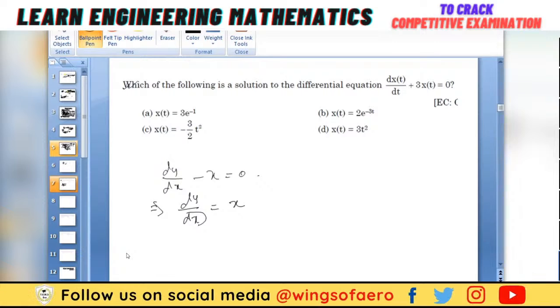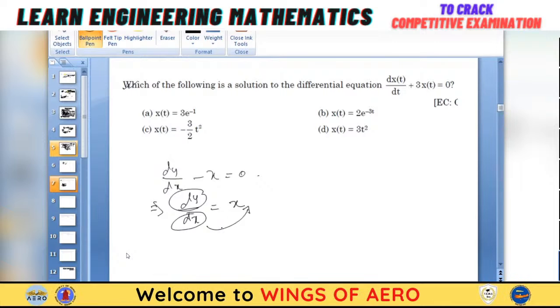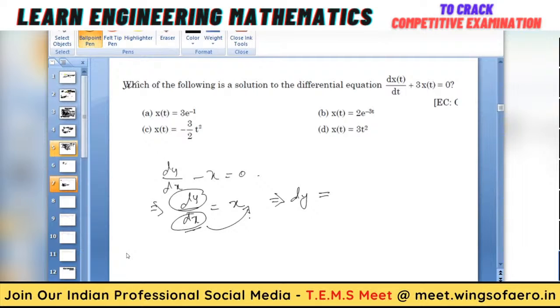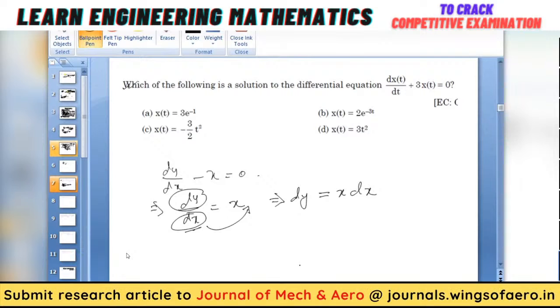Now we have to take this dx with x and dy with y. Okay, variable separation. So obviously there is no y, so dy can be taken here on the left hand side, and we can take this dx with x. My job is done. Now simply integrate both sides.